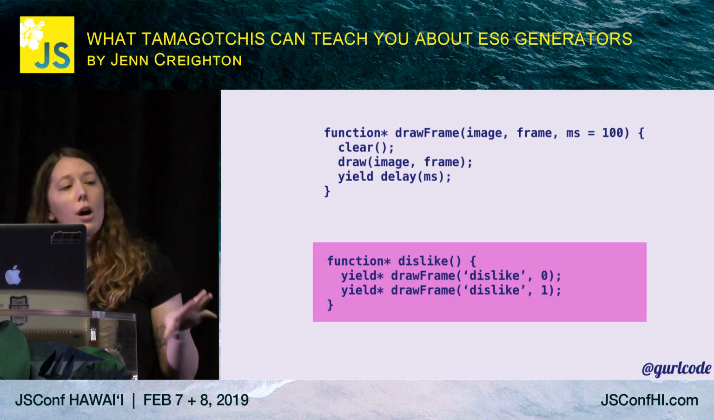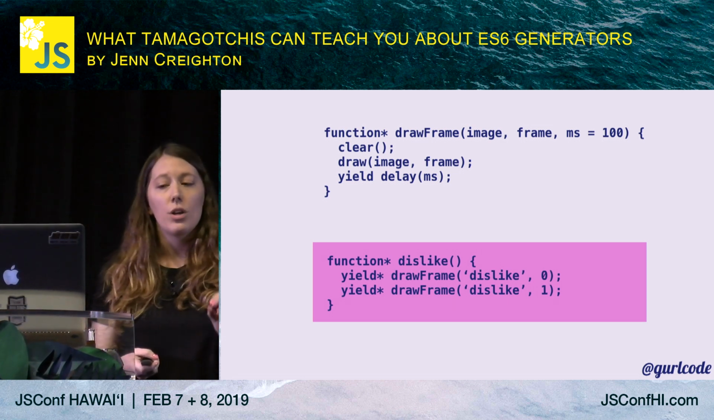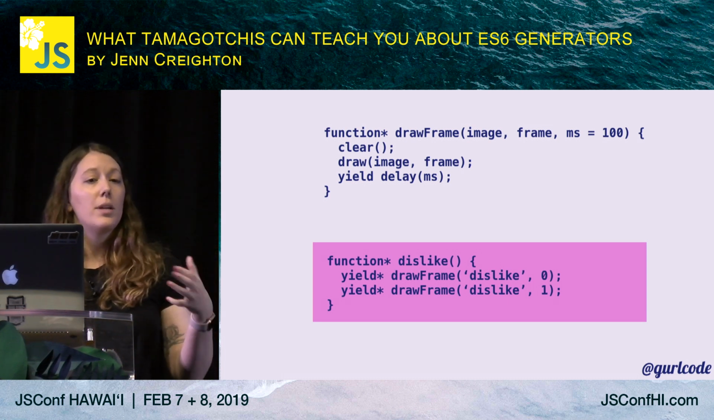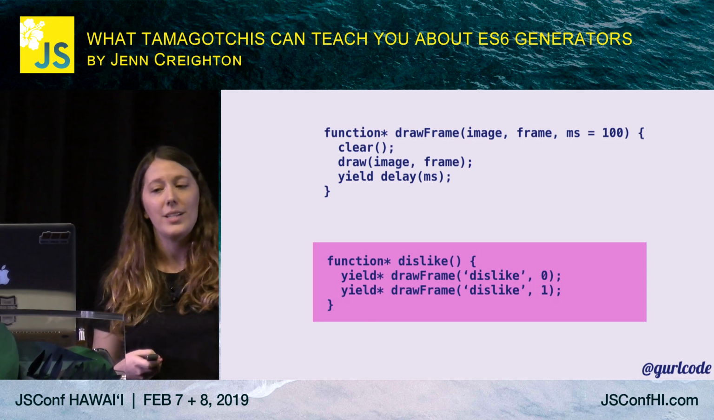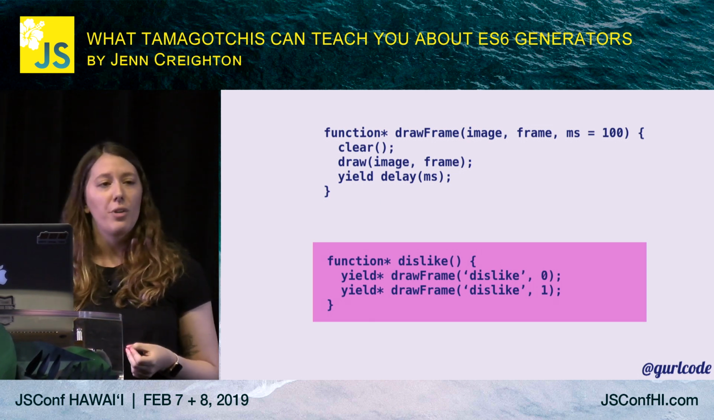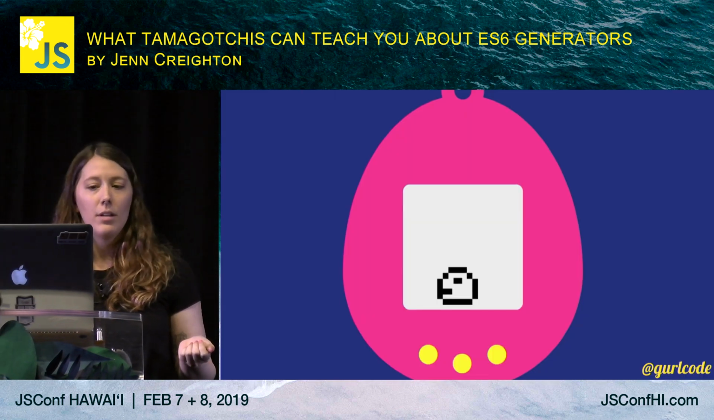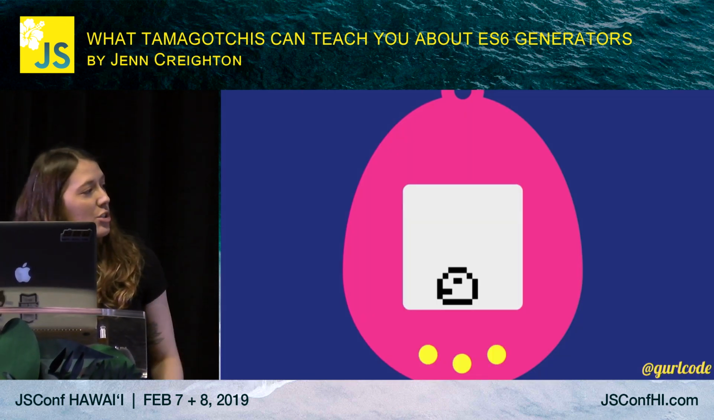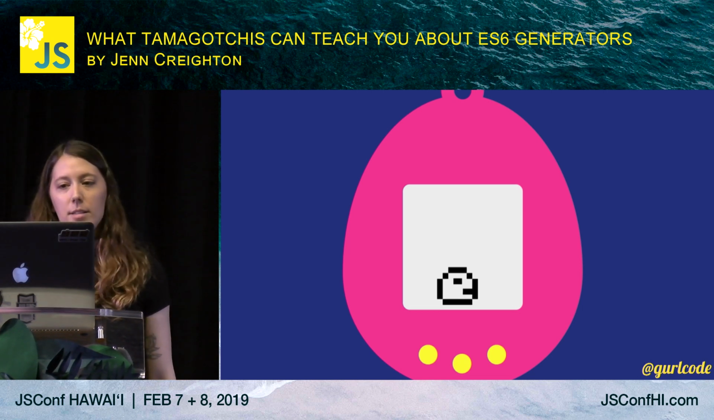And so here's our draw frame generator in use. This dislike animation draws 2 frames, and because draw frame is a generator, we're using yield star to delegate yield calls to it. So for each call in draw frame, we're clearing the context, drawing the frame, and then delaying. And then this is what the dislike animation looks like. You can see it's a very unhappy Tamagotchi, just really pissed.